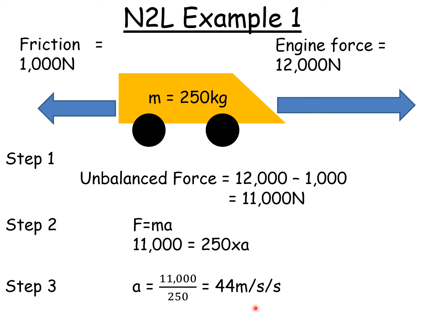So just to summarize that routine, because we're going to use this in the next two examples. First of all, we draw a labelled diagram, making sure we label the forces in the correct directions and make sure everything has the right units. We then calculate the unbalanced force using our rule that if they're in opposite directions, we subtract them. We then write down our equation for Newton's second law, we plug in the numbers, and then we do the calculations.